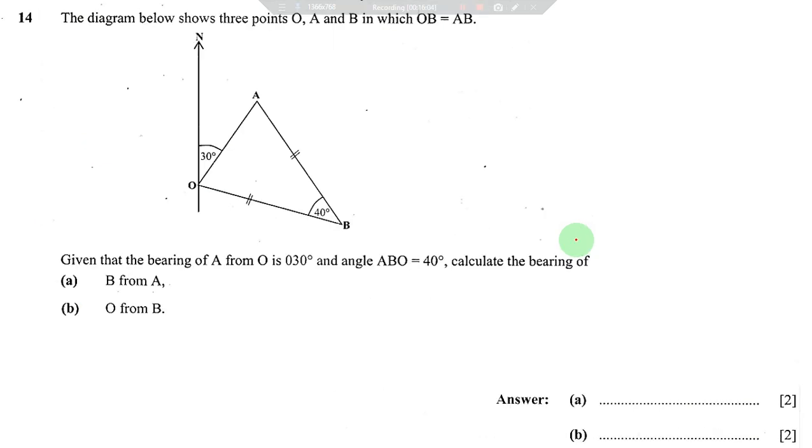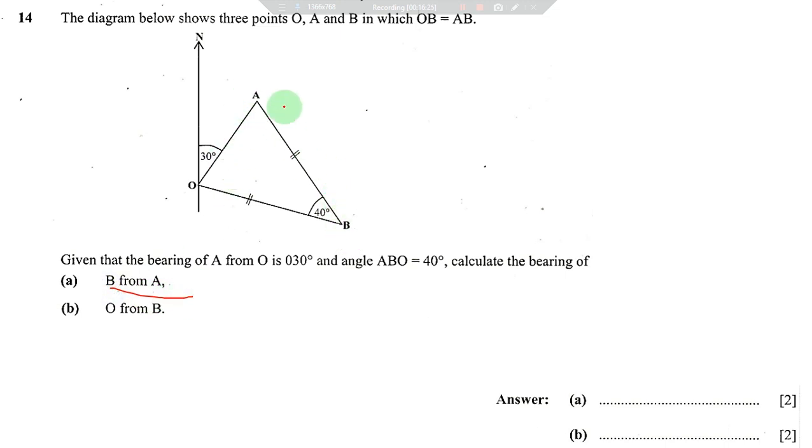We proceed to question 14. The diagram below shows 3 points O, A, and B, in which OB is equal to AB. Given that the bearing of A from O is 030 degrees and the angle ABO is equal to 40 degrees, calculate the bearing of B from A.